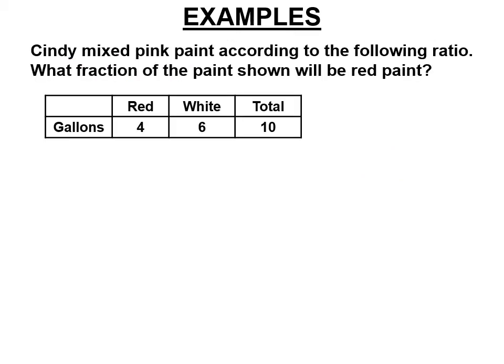What fraction of the paint shown will be red paint? So it's red to total. We're going to be doing ratios like this all year in 7th grade. It's a major part of 7th grade. So the red is 4, the total is 10, but we're not going to say 4/10. We're going to simplify our fraction. Oh my goodness, it's 2/5 again.